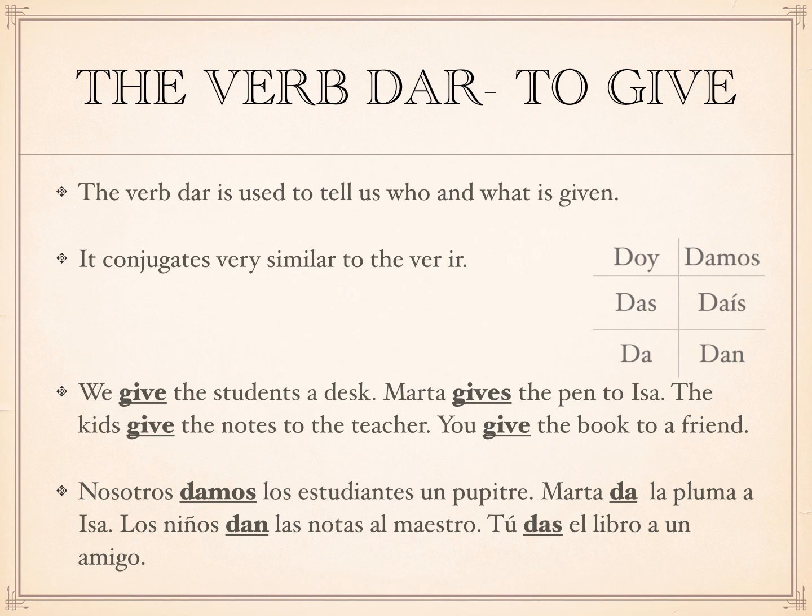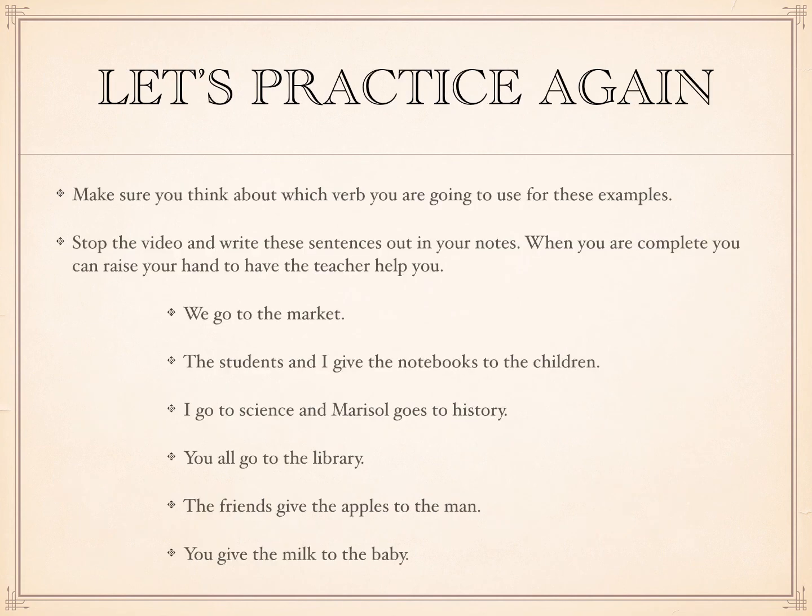Let's do some practice. Make sure you think about which verb you're going to use for these examples. This time you're using either ir or dar. Stop the video, write these sentences out in your notes, and when you're complete, raise your hand and have a teacher help you. We go to the market. The students and I give the notebooks to the children. I go to science, and Marisol goes to history. Think about that. Who are all doing the actions in those sentences? You all go to the library. The friends give the apples to the man. You give the milk to the baby. Buena suerte. Good luck.